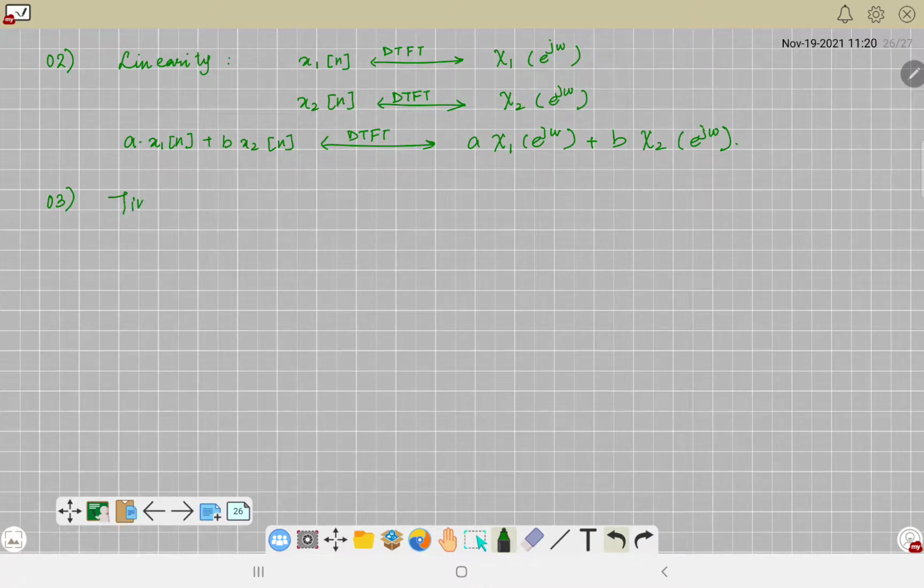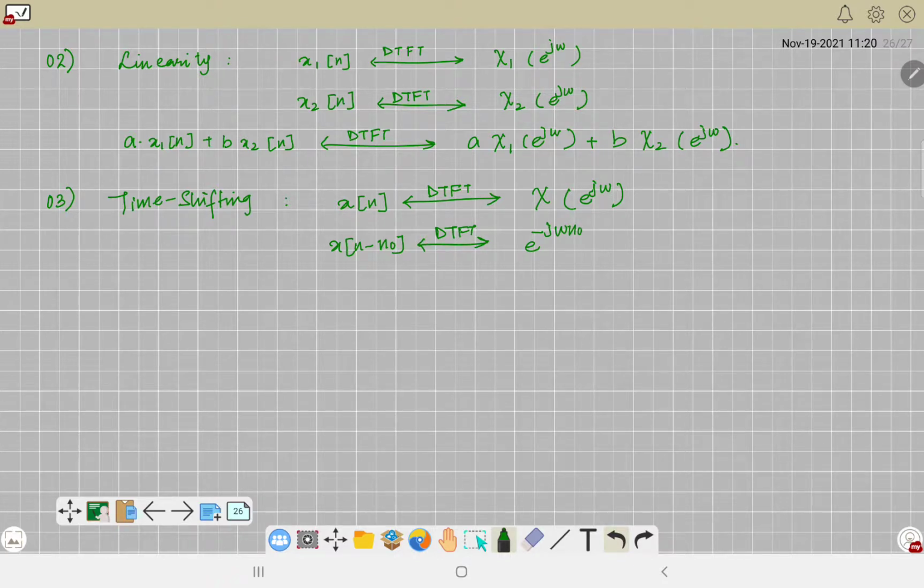Then we had the three basic properties. We had the property of time shifting, again quite similar to what we had in the continuous time case. You have x[n], you perform the discrete time Fourier transform, and you will get X(e^{j omega}). If you shift your input by some amount, say n naught, it will reflect in the Fourier transform as an exponential factor. So this is quite similar to what we had in the continuous time case.